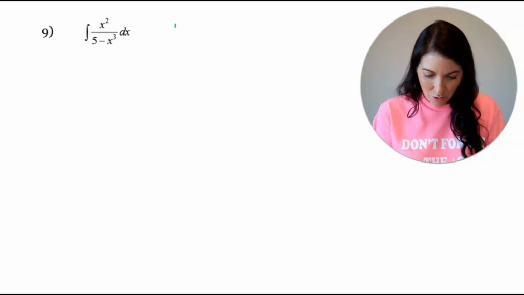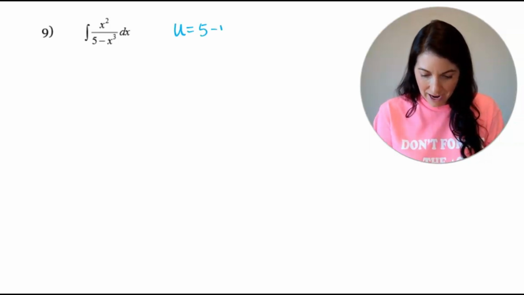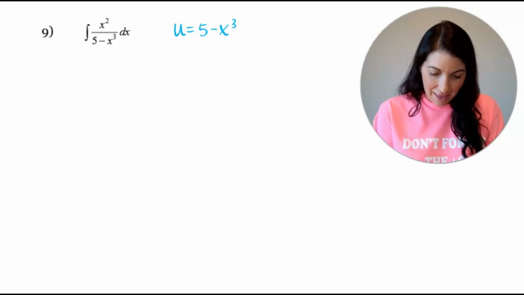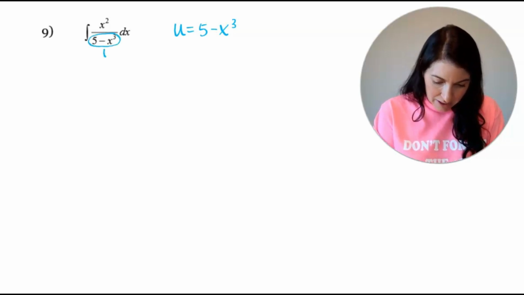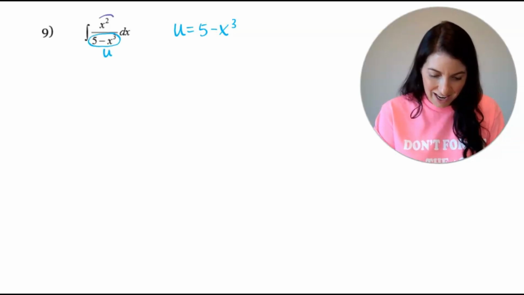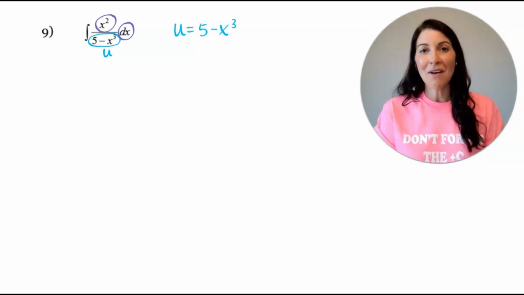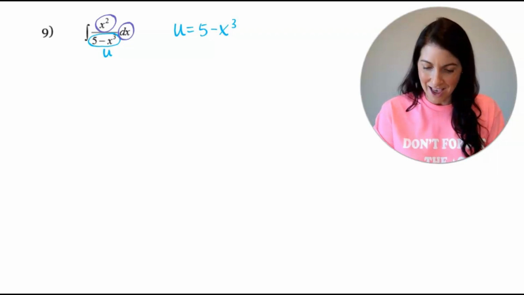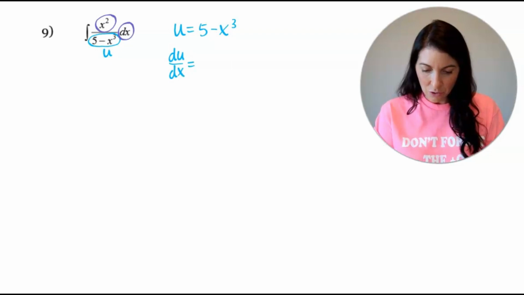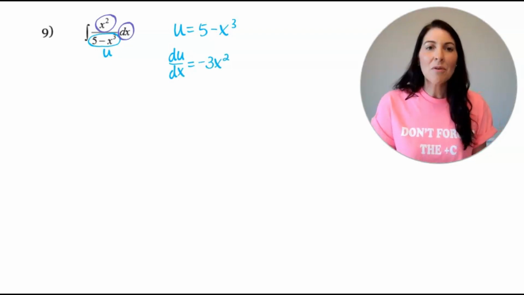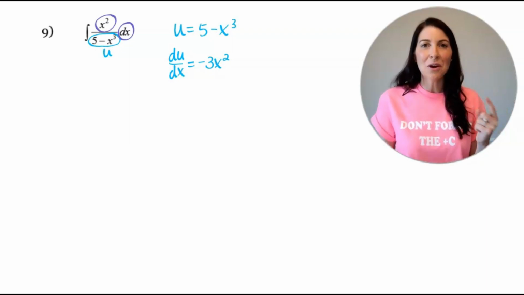So here, the u is going to be 5 minus x cubed, and that is what I'm going to replace this with, the u, but then I've got this x squared and this dx left over. Well, I'm going to get that by finding the derivative of u with respect to x. So this is going to be du dx is equal to, and the derivative here would be negative 3x squared. And remember, what I circled in purple was x squared dx.